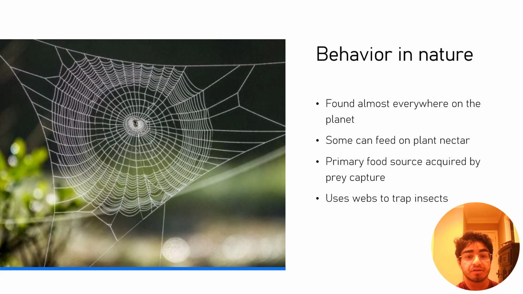Some spiders, especially some of the younger ones, can feed on plant nectar, but the primary food source is acquired by prey capture. The way they capture their prey is they use the spinnerets to eject silk which they spin into webs. The webs, like we see in the picture here, can be used to trap insects, which they use to feed.